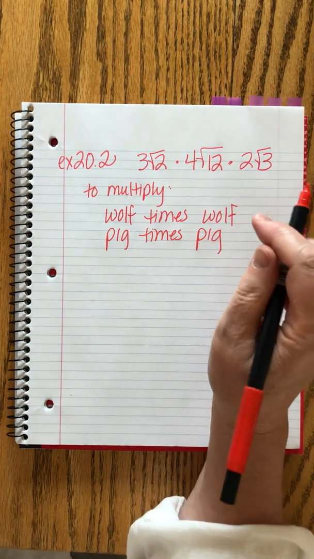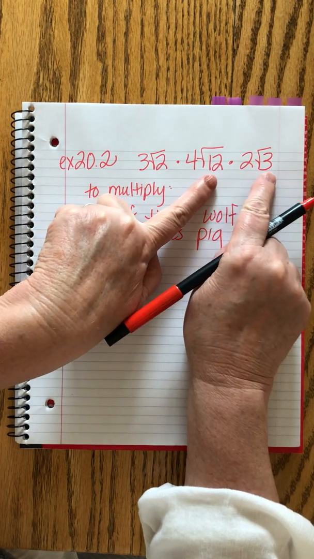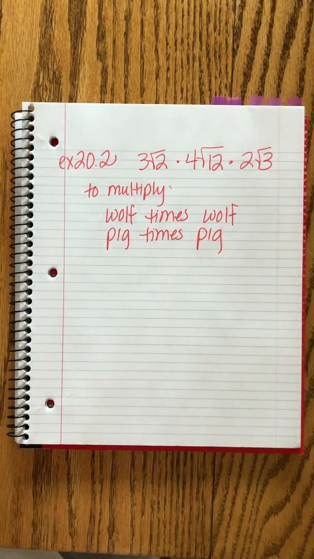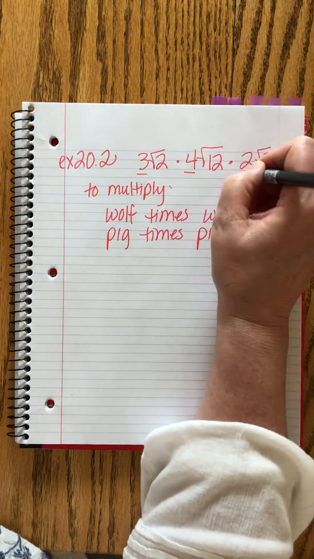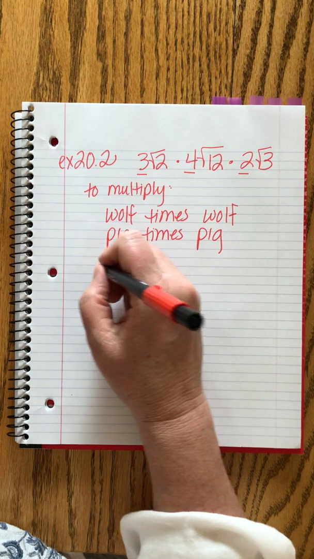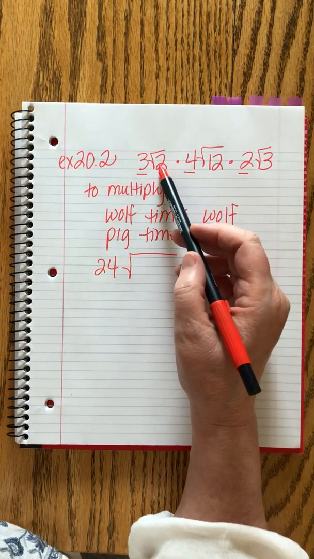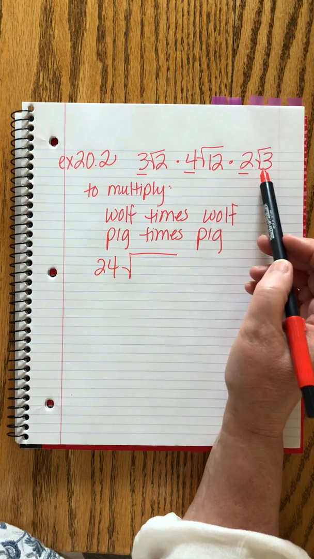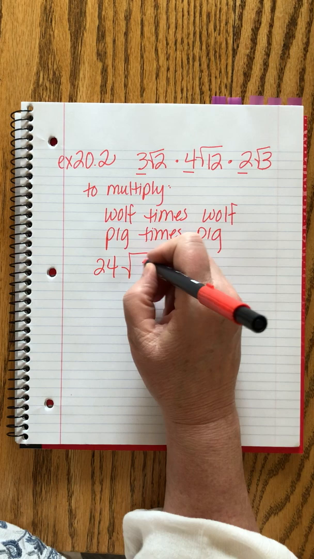When we multiply wolf times wolf and pig times pig, right? We multiply all the wolves together and all the pigs together. We never multiply wolves and pigs to each other. So here are my wolves, 3, 4, and 2. Let's multiply them together. 3 times 4 is 12, times 2 is 24. And then we multiply all the pigs. 2 times 12. Let's do 2 times 3 first. That's 6. 6 times 12 is 72. I know that.